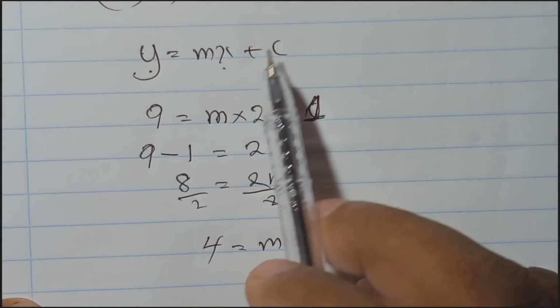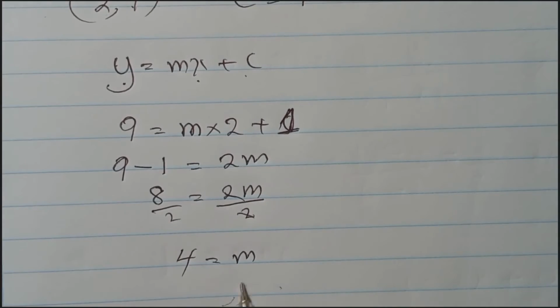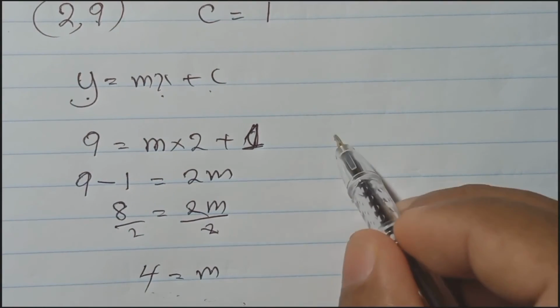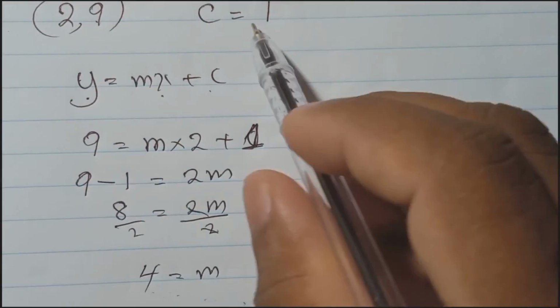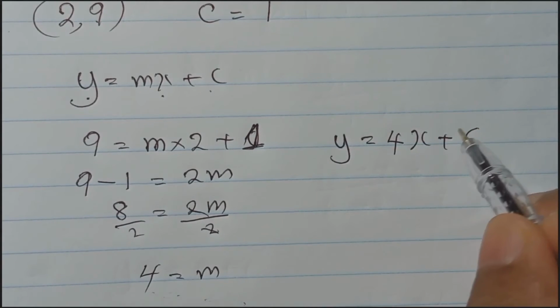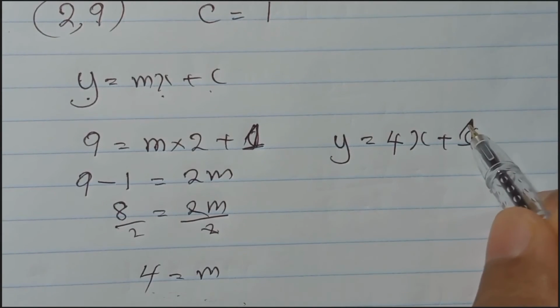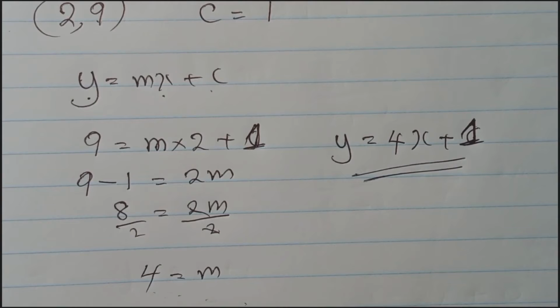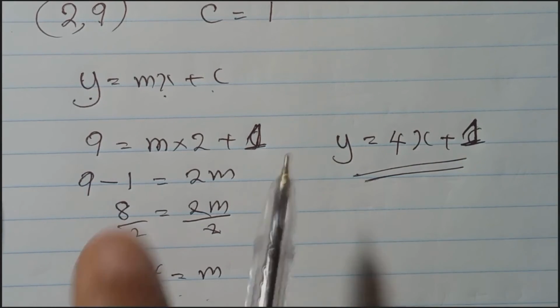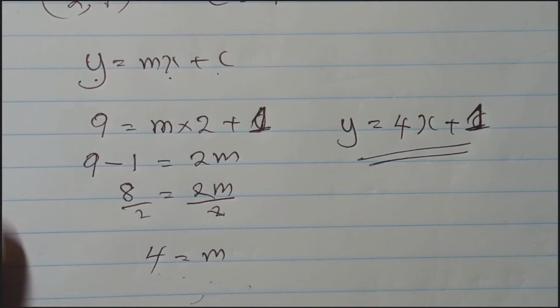So now we have c and also m. So we can write the equation like this: y equal m, which is 4, 4x, and c, which is plus 1. So you can write here plus 1, right? That's the equation. So keep in mind, when you have one point coordinate and the gradient or intercept, then you can find the other thing. When they give one point coordinate and the gradient, you can find the intercept, and if they give one point coordinate and also the intercept, you can find the gradient. Keep in mind, this is the method to do that.